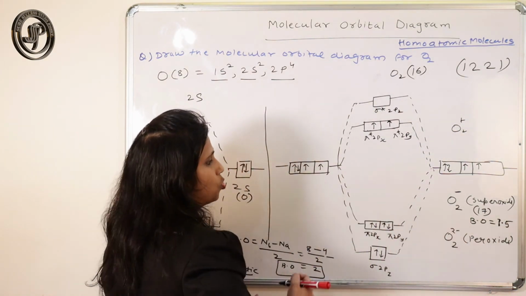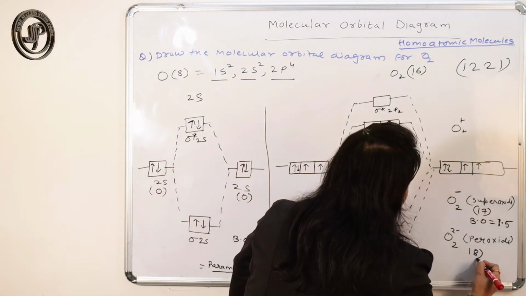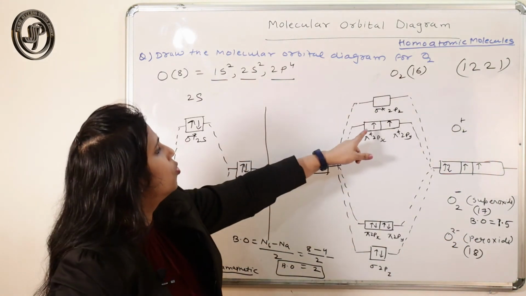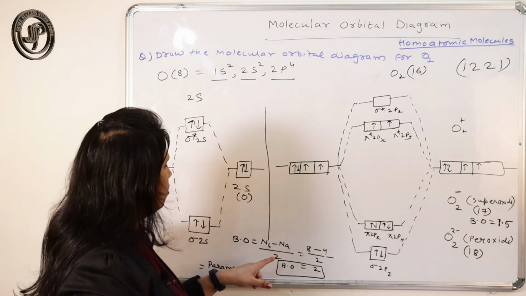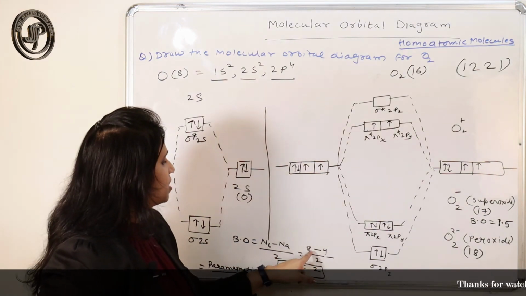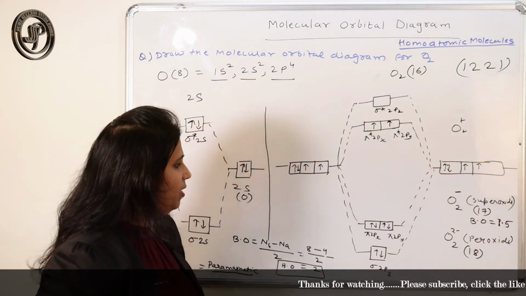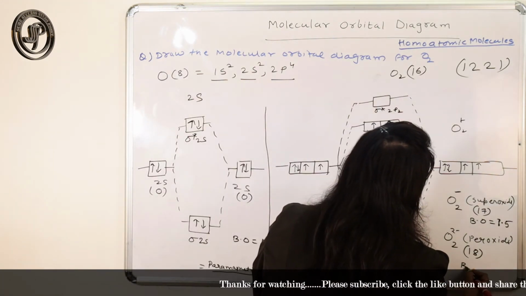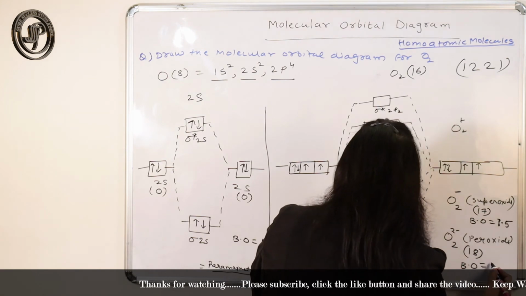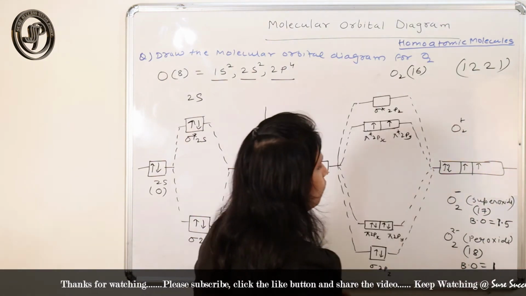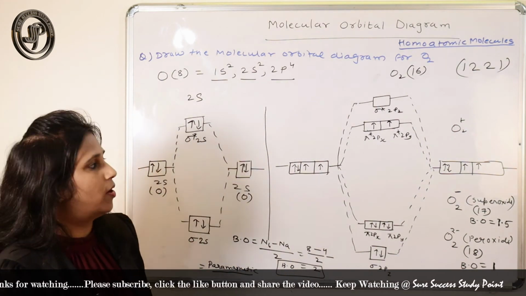In that case, for O2 2 negative, the number of electrons will be 18. So 2 more electrons. So here it becomes 8 minus 6 upon 2. So 8 minus 6 upon 2 meaning the bond order will be how much? 2 by 2, that is 1. So bond order will be 1.